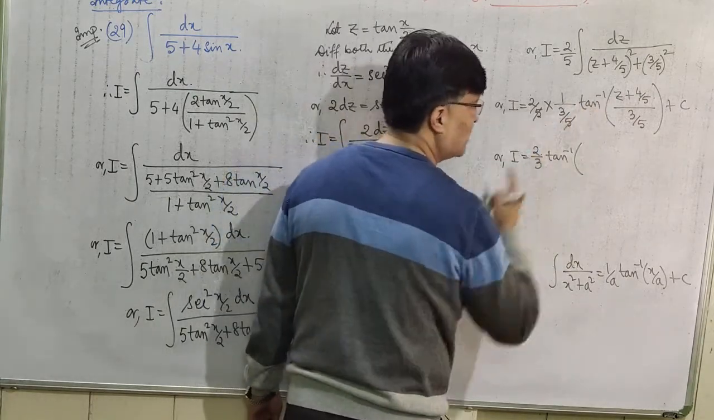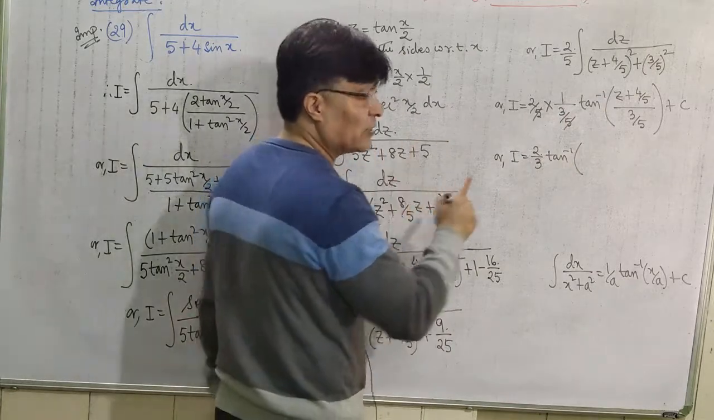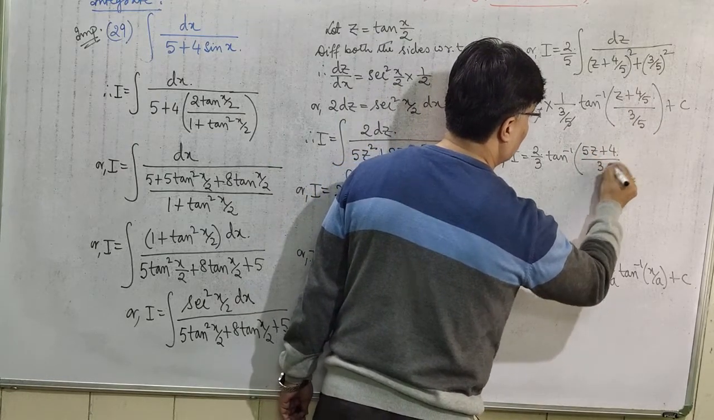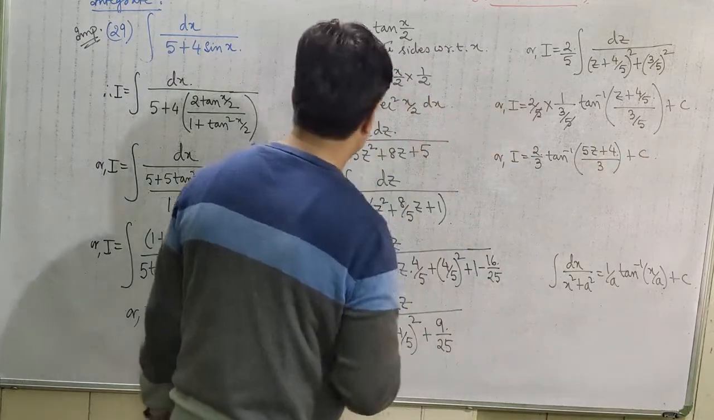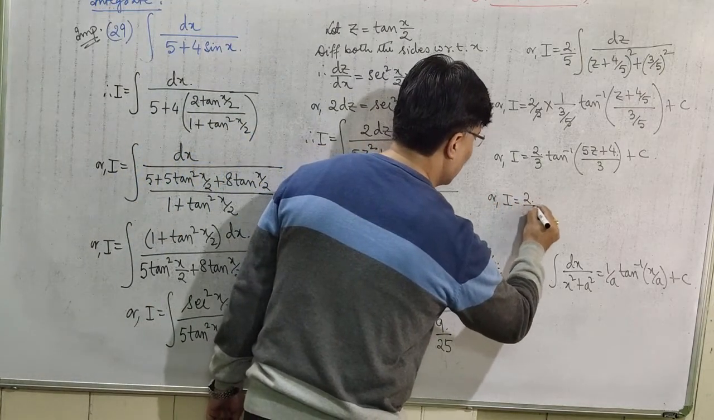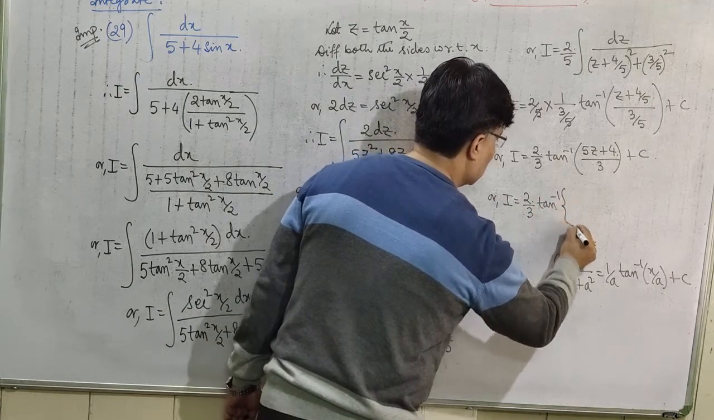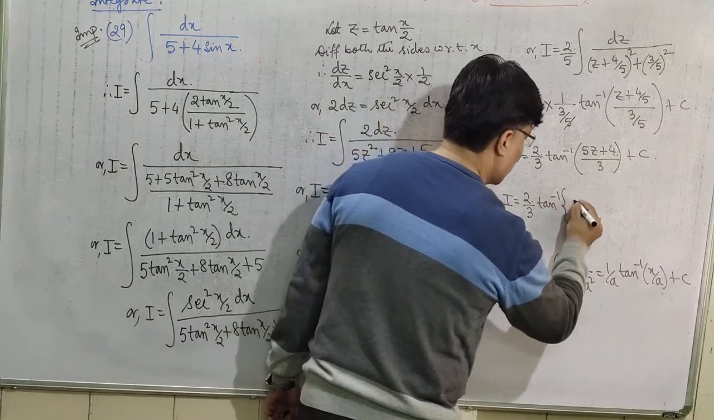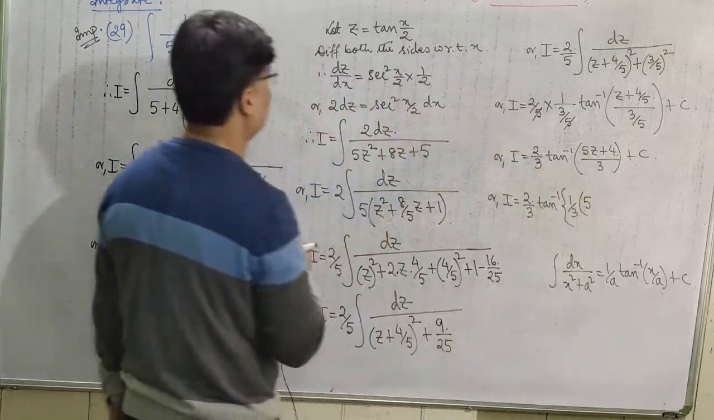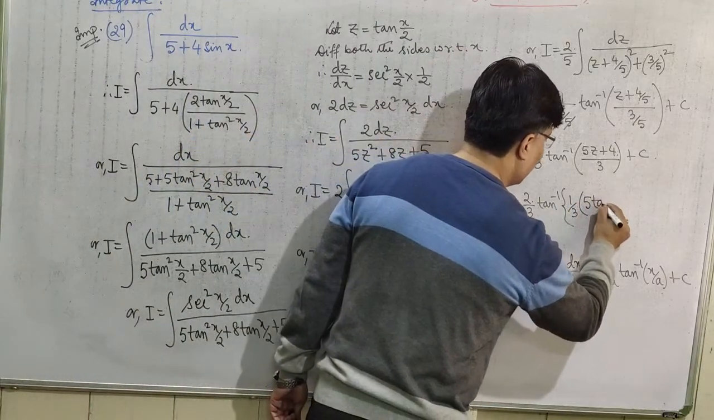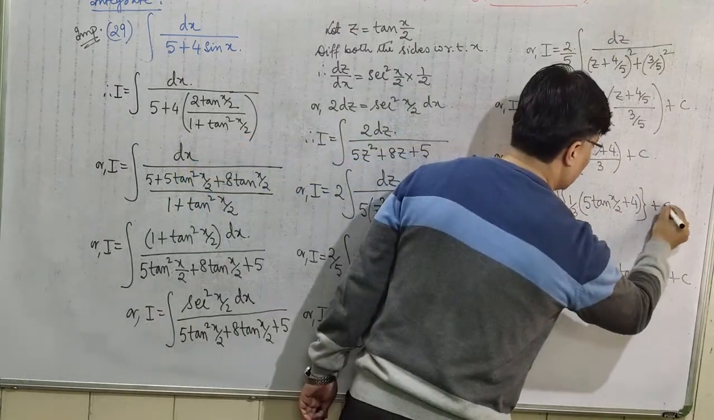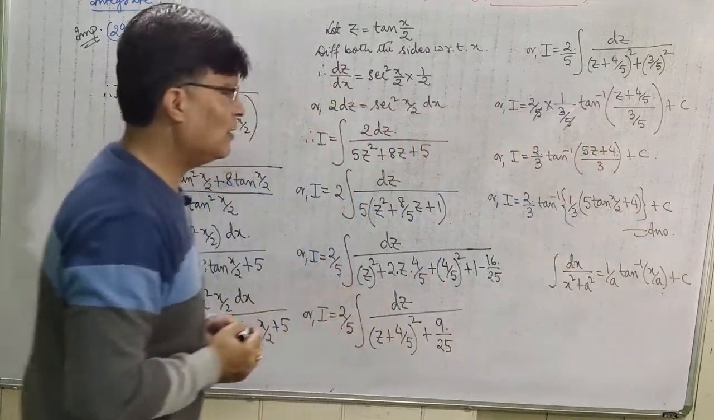Now within bracket, what's the LCM in the numerator? In the numerator 5 is the LCM. This 5 and this 5 will be cancelled. So you will get 5z plus 4 whole divided by 3 plus c. So let us put the value for z. What is the value for z now? It is tan x by 2. So I is equal to 2 by 3 tan inverse within second bracket, you can write 1 upon 3, and then within bracket you can write 5 into, what is z? Z is tan x by 2. You can write 5 tan x by 2 plus 4, first bracket closed, second bracket closed. Then plus c. So this is the final answer.